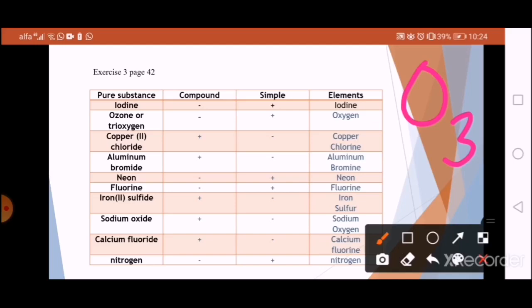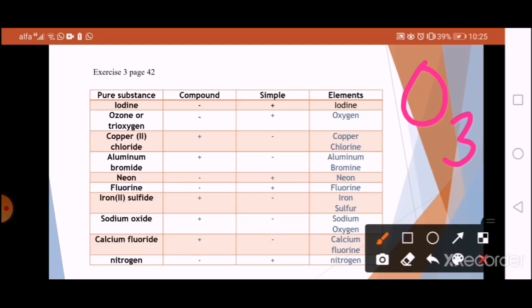The second one, copper chloride. From its name, we know that it is a compound pure substance, not a simple pure substance, since it consists of two types of elements, which are copper and chlorine. We said that in the simple pure substance, we cross IDE and write INE. Next, we have aluminium bromide. Also from its name, we know that it is a compound pure substance, since it consists of two types of elements, which are aluminium and bromine.